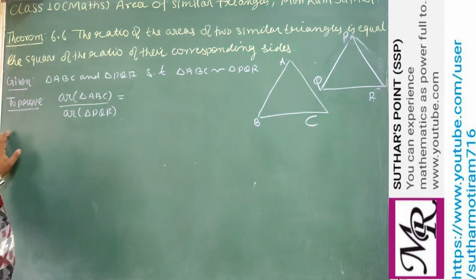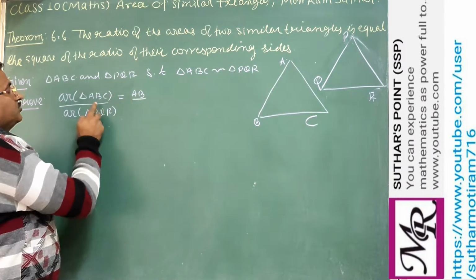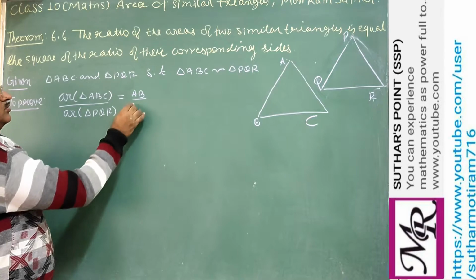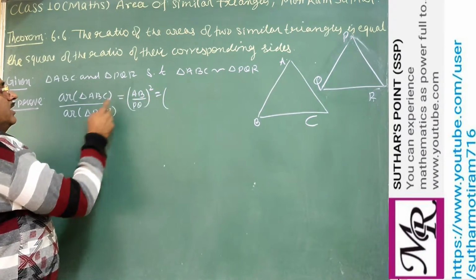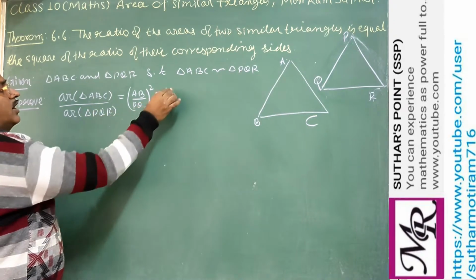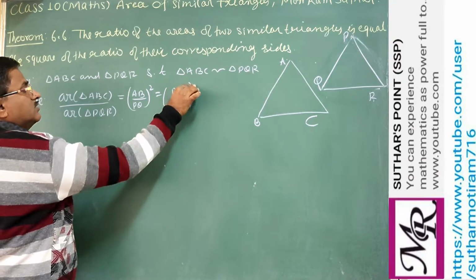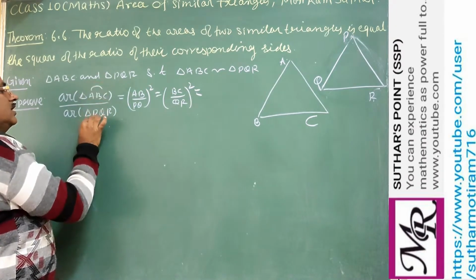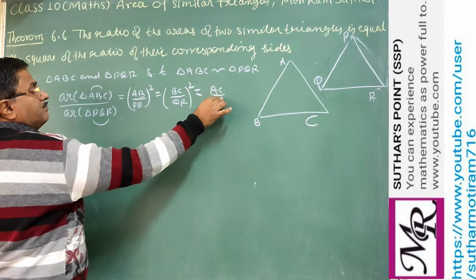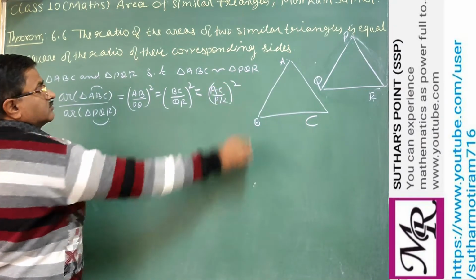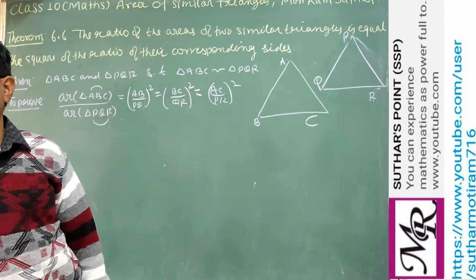So we have to write here the corresponding sides. Suppose here AB is given, then corresponding to AB is PQ, so its ratio is squared. Then BC corresponds to QR, so BC upon QR, its square. And third is AC, whose corresponding side is PR, so AC upon PR, its whole square. This we want to prove. This is the to-prove part.